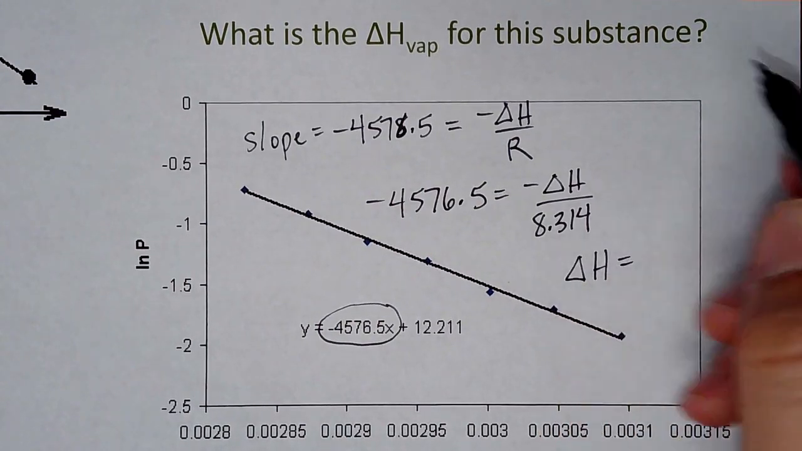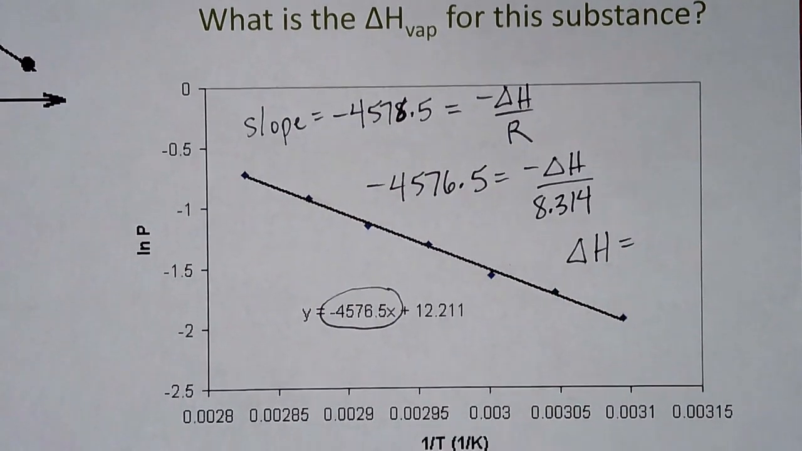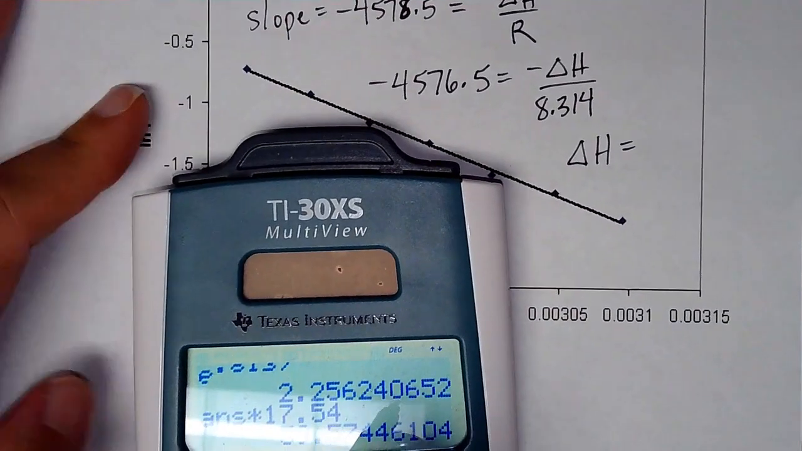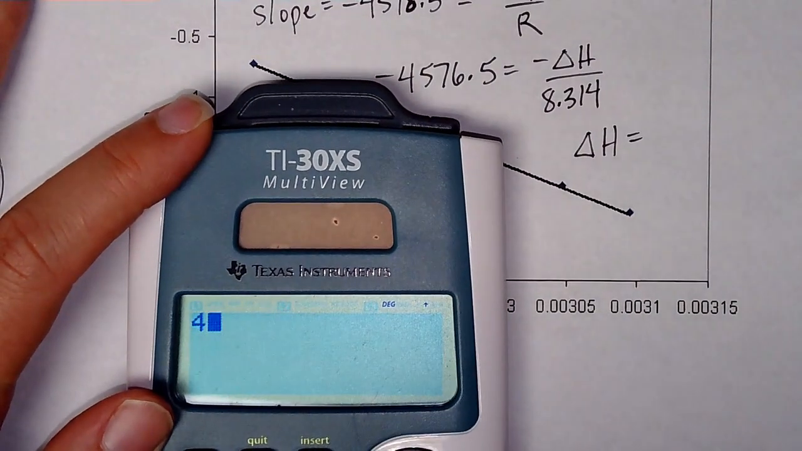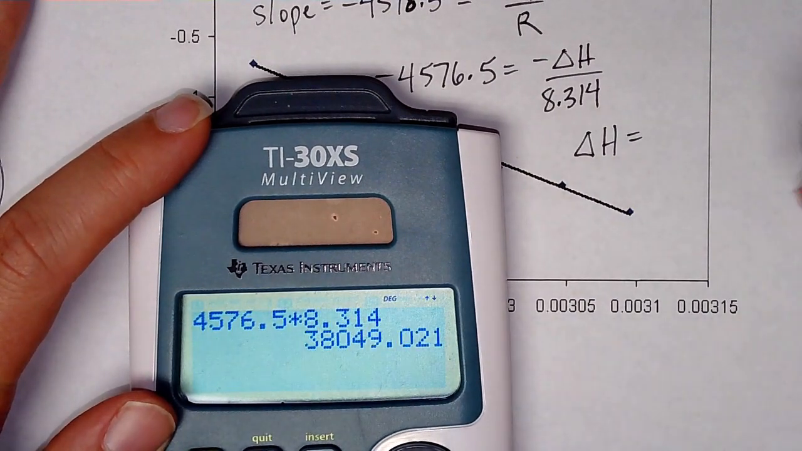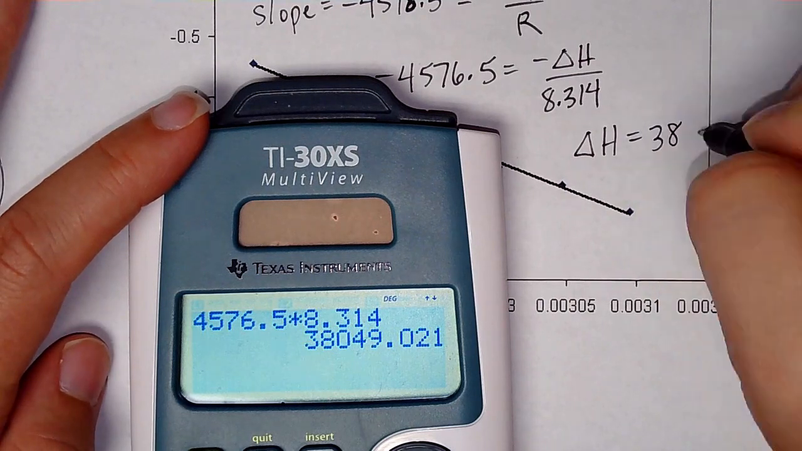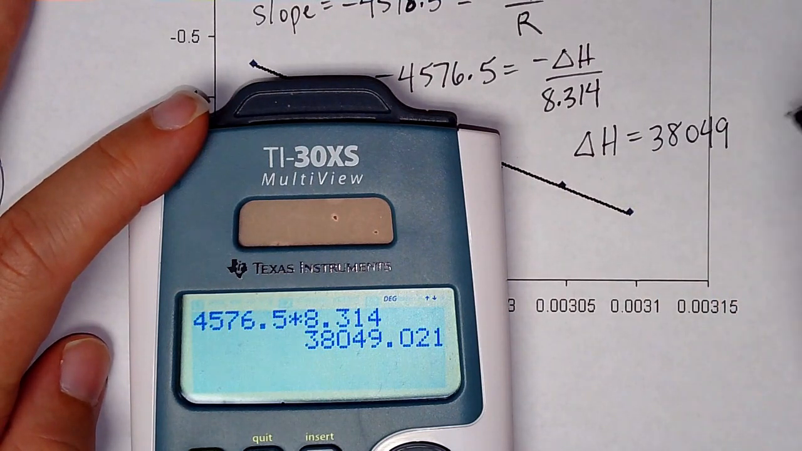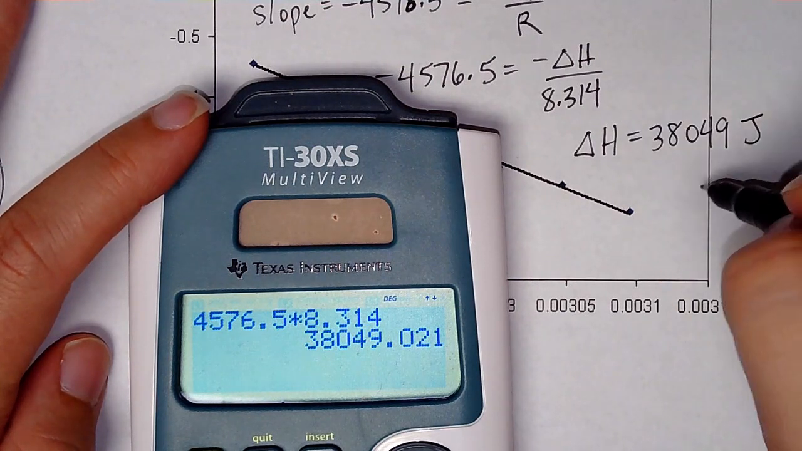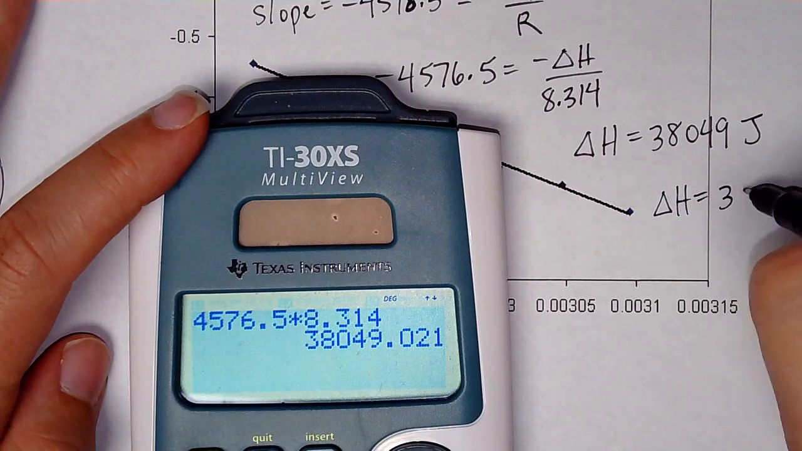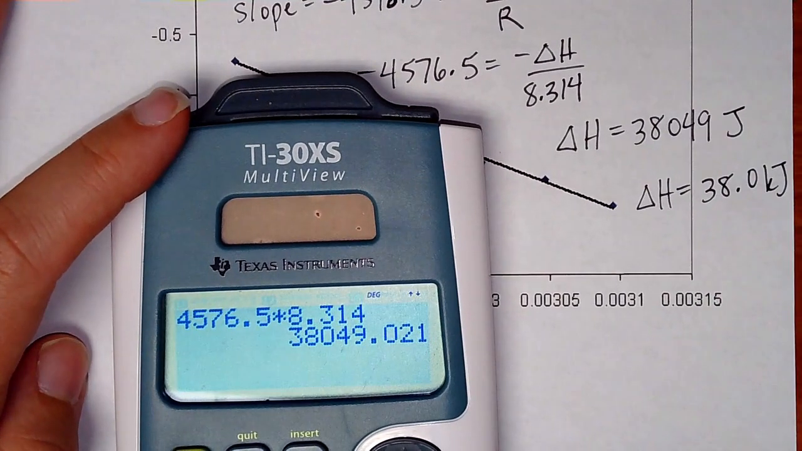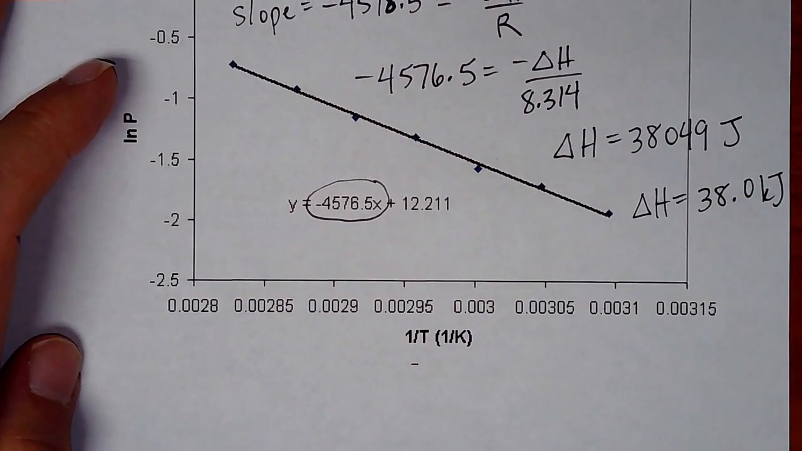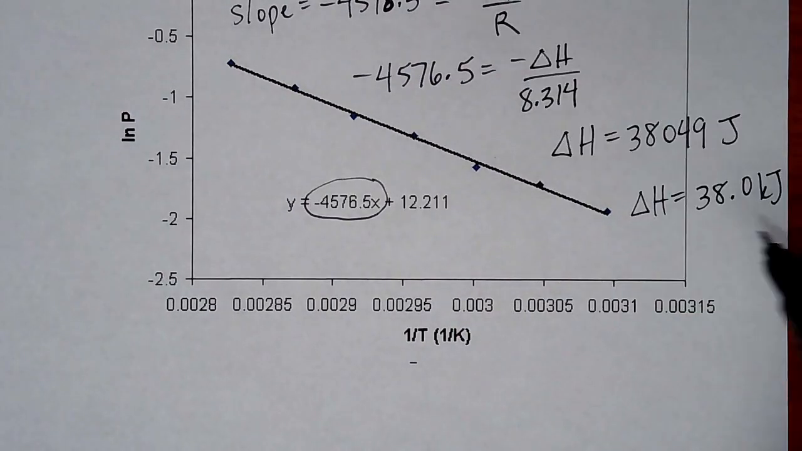Multiplying R over here, the negatives are going to cancel out. So I have 4,576.5 times 8.314, 38,049, and remember this is joules because our R was joules. This could also be written as 38.0 kilojoules. So this would be my delta H of vaporization for whatever this substance is.